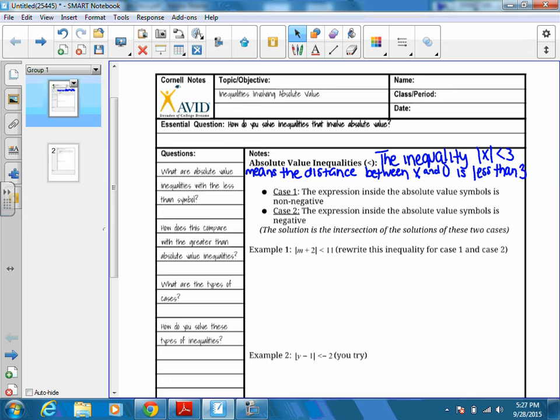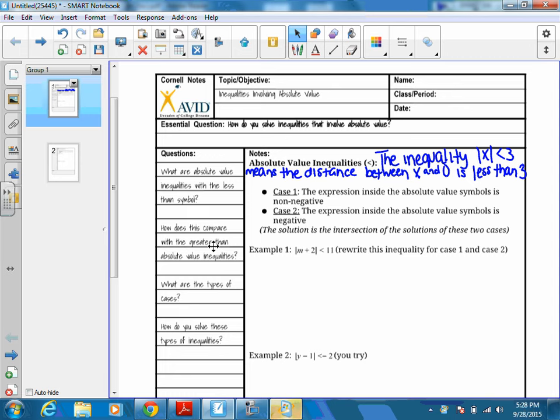Okay, so the absolute value of x is less than 3. This means that the distance between x and 0 is going to be less than 3. So when we're solving these problems, we have two cases. Case number 1 says the expression inside the absolute value symbol is non-negative, which means it has to be positive. Case 2 says the expression inside the absolute value symbol is negative. The solution for these problems is going to be the intersection of the solutions of these two cases.